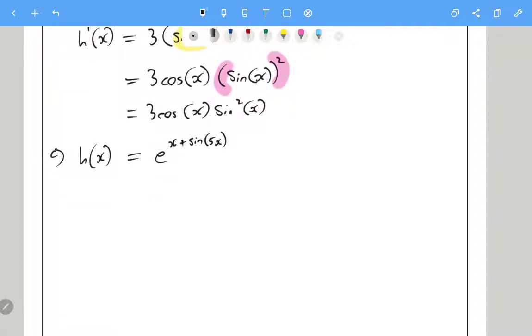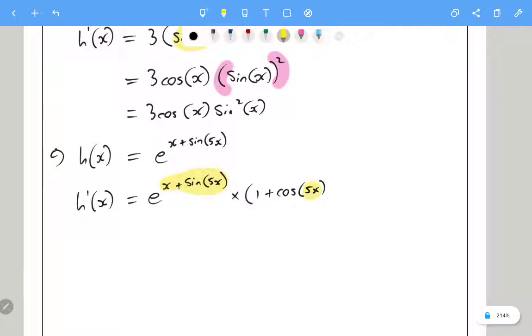Alrighty, so by the most wonderful derivative rule we've learnt so far, the derivative of an exponential e to the x is e to the x. So e to the x plus sine of 5x derives to e to the x plus sine of 5x. But what have we got to multiply by? Well, we've got to multiply by the derivative of that. What's the derivative of that? Well, it's going to be 1, sine goes to cos, plus cos of 5x. Ooh, but I've got to chain rule that, so we're going to multiply by 5.